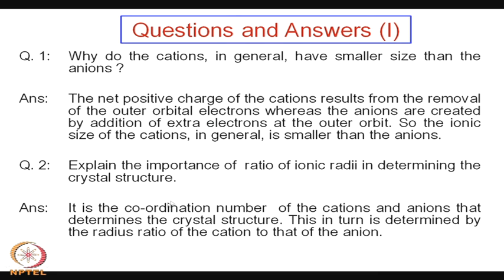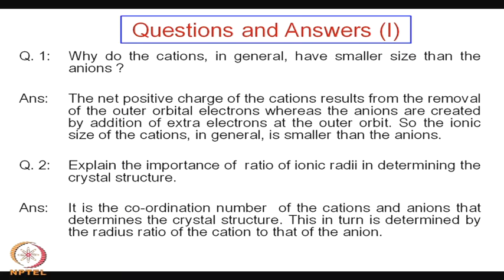Okay. The second question is, explain the importance of the ratio of the ionic radii in determining the crystal structures. That is what I was mentioning just now, because the ionic radii of the ions, either the cations or the anions, actually determine the exact arrangement of the atoms, and therefore that leads to the symmetry and the various crystal systems and the description of the crystal structures.